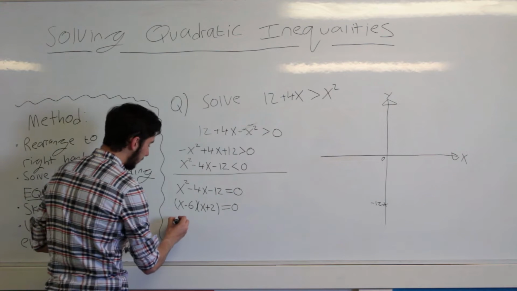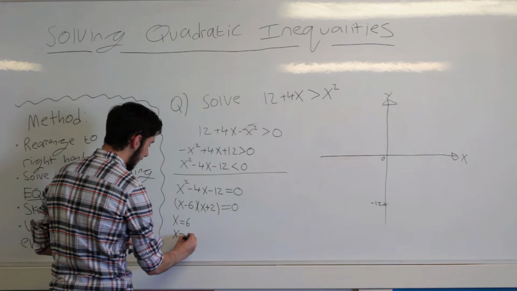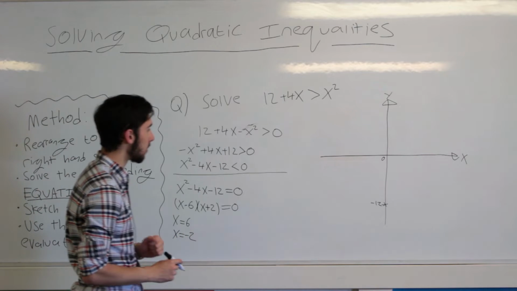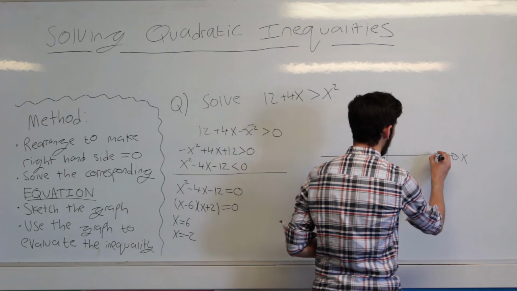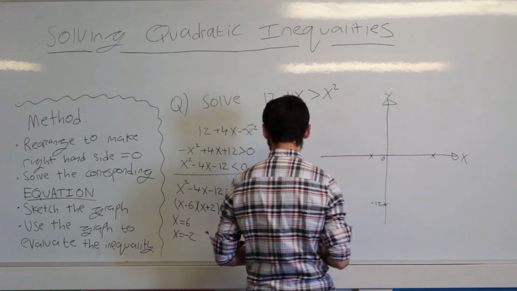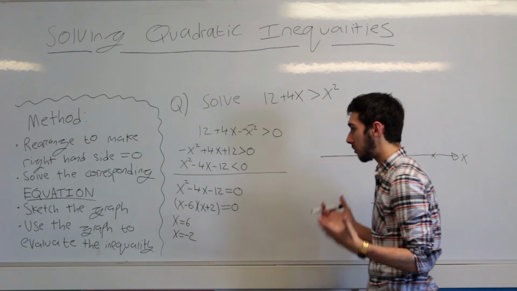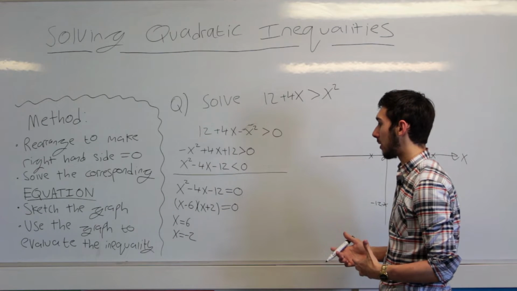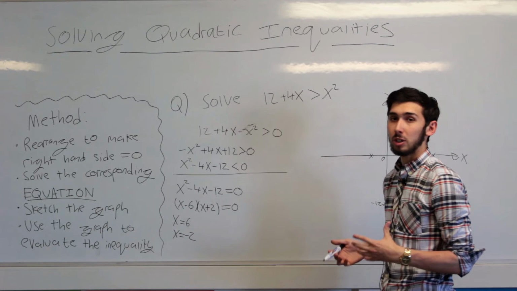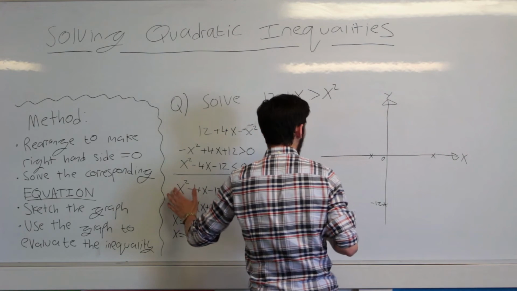Now, what does that mean, guys? That means that x is either equal to 6 or x is equal to negative 2 when y is 0, which means, guys, here is a 6, here is a negative 2, roughly speaking, of course. It is a positive graph, isn't it? The reason why it's a positive graph is simply because the coefficient in front of the x squared term is a positive number, and it's a 1, isn't it?